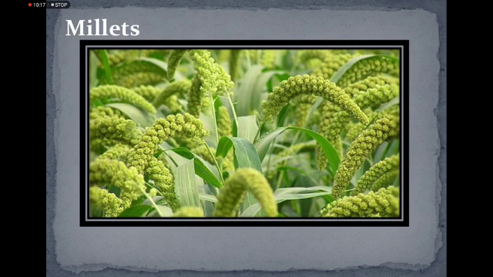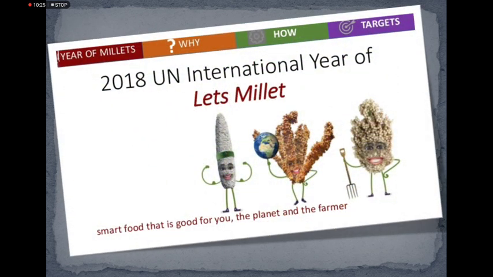Then in the case of millets, millets were also produced through the Green Revolution. 2018 is considered as the International Year of Millets by the United Nations.